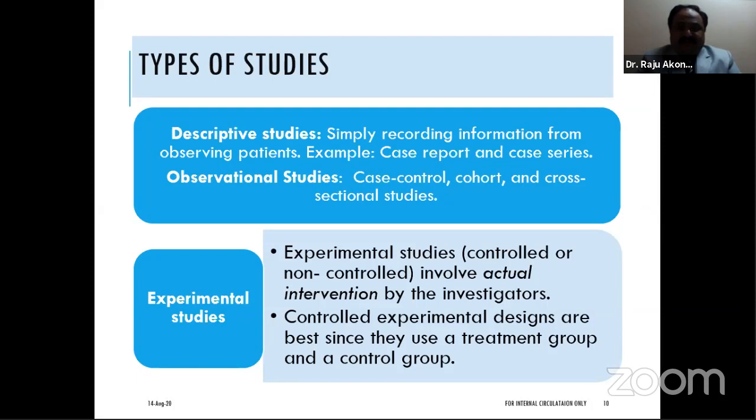Controlled experimental designs are best since they use a treatment group and a control group, right? So in the case of experimental studies also, if they have controlled experimental designs, that will be considered the best, right? But can we do controlled experimental studies in all the clinical research which is done? Definitely no, right? It's not possible to conduct experimental studies, that too controlled experimental studies, in all types of experiments. But in some studies it is possible and required. So you need to search for that.